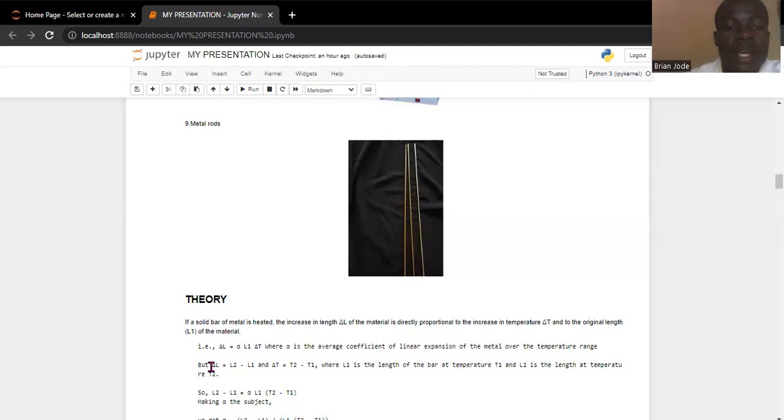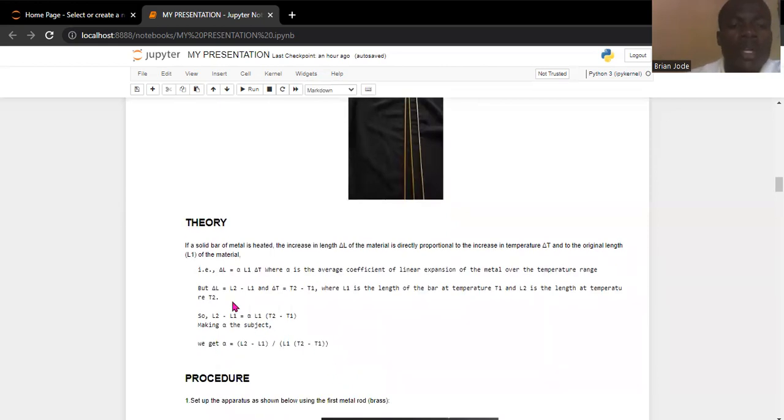But delta L is nothing but the final length minus the initial length, so it is L2 minus L1. And delta T is the final temperature minus the initial temperature, so this is T2 minus T1, where L1 is the length of the bar at temperature T1, and L2 is the length of the bar at temperature T2.